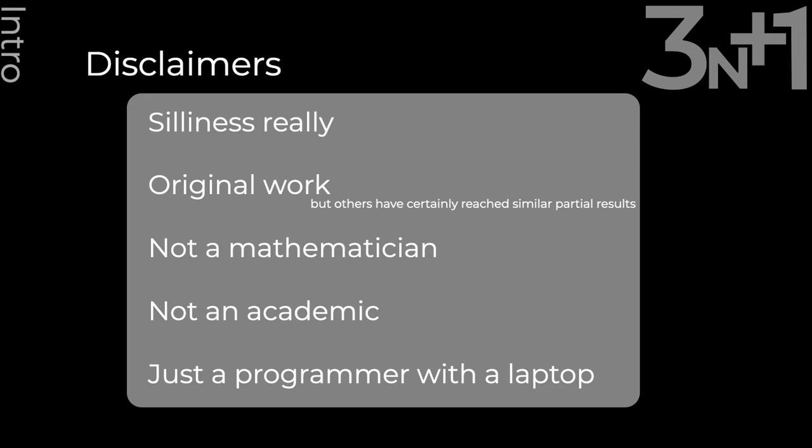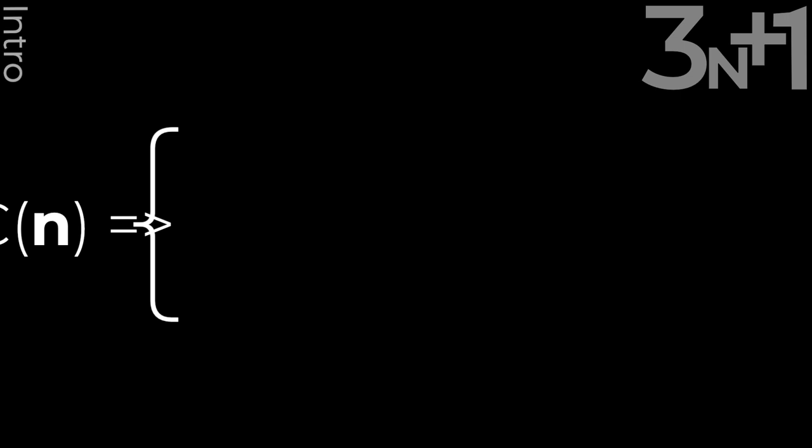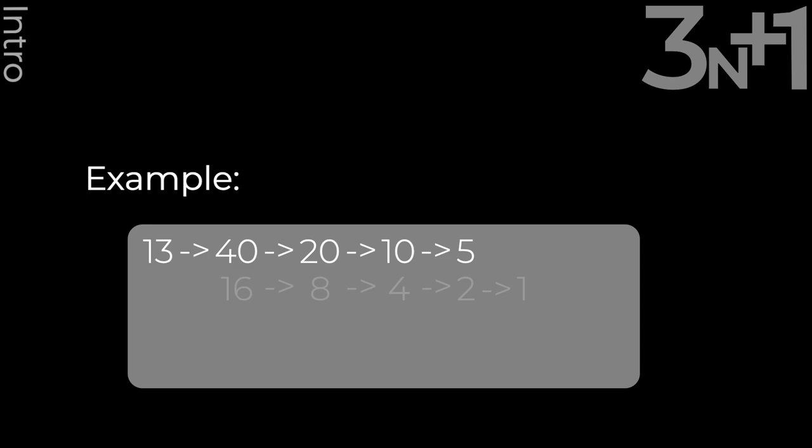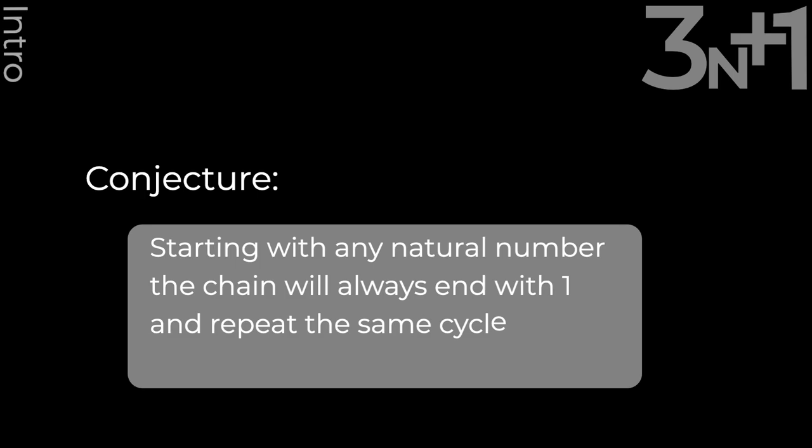The conjecture looks at the following rules. Either multiply by 3 and add 1, or divide by 2. From a starting value there will be a chain of next values. This example shows what's happening if the starting value is lucky 13. The chain ends with a repeating pattern. The conjecture states that this will happen, whatever the starting value is.